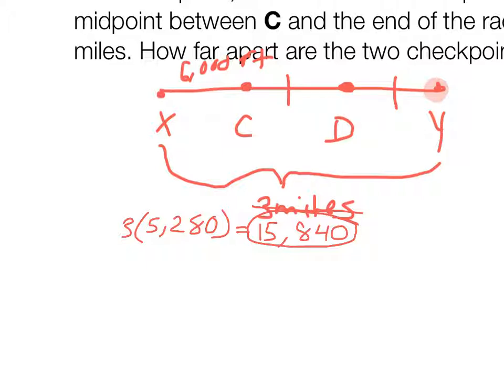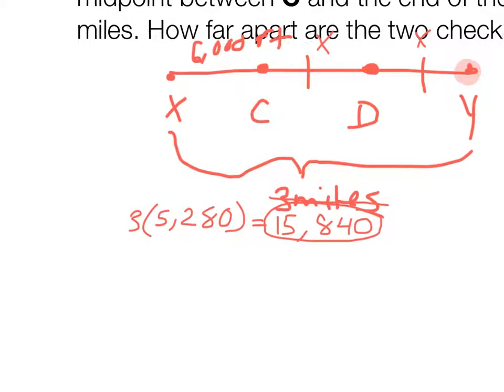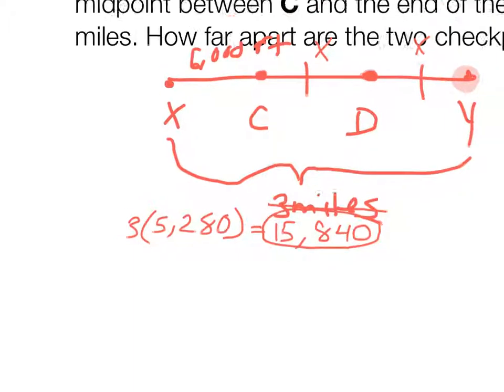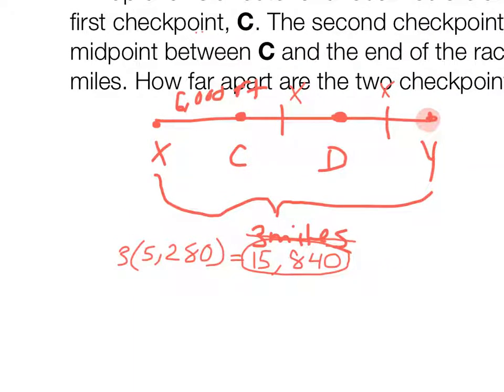So let's say the length from C to D is x feet. What would the length from D to Y be? x feet as well, because the length from C to D is congruent to D to Y. And we just made up x because that's what we're trying to find. We're trying to find the length of each. We know X to C, so we need to find C to D and D to Y.